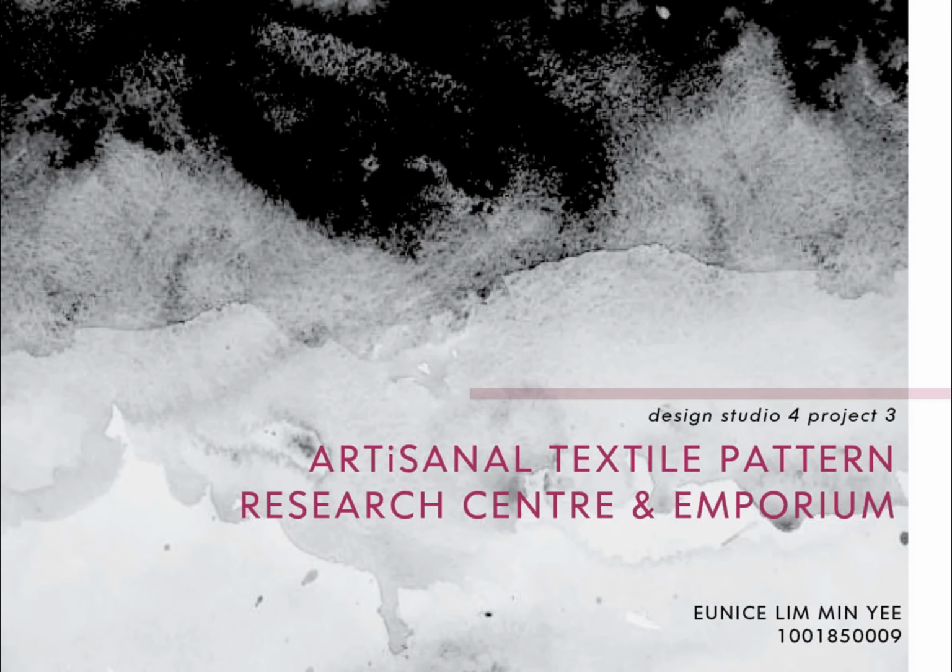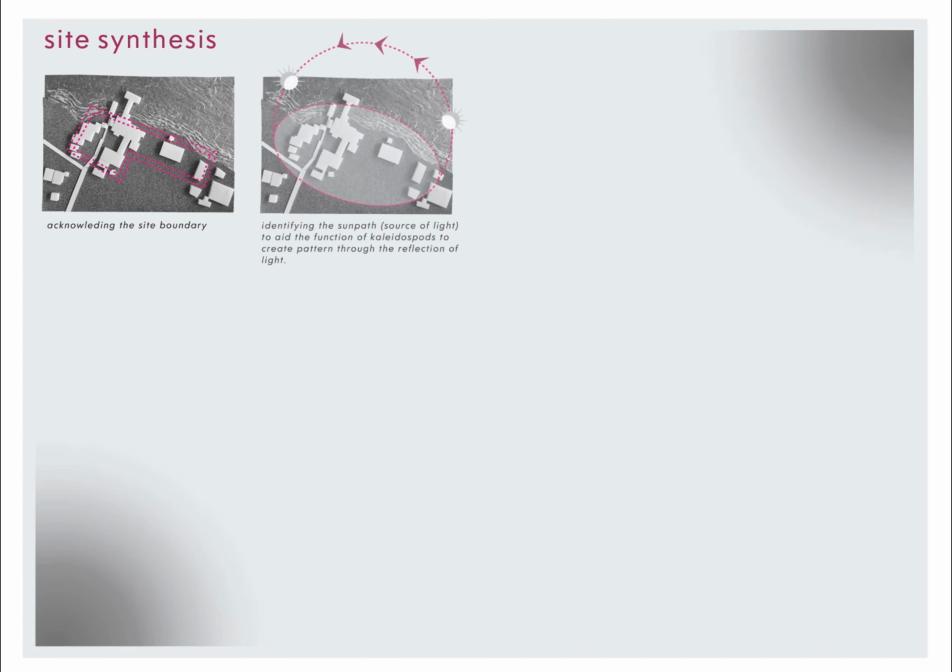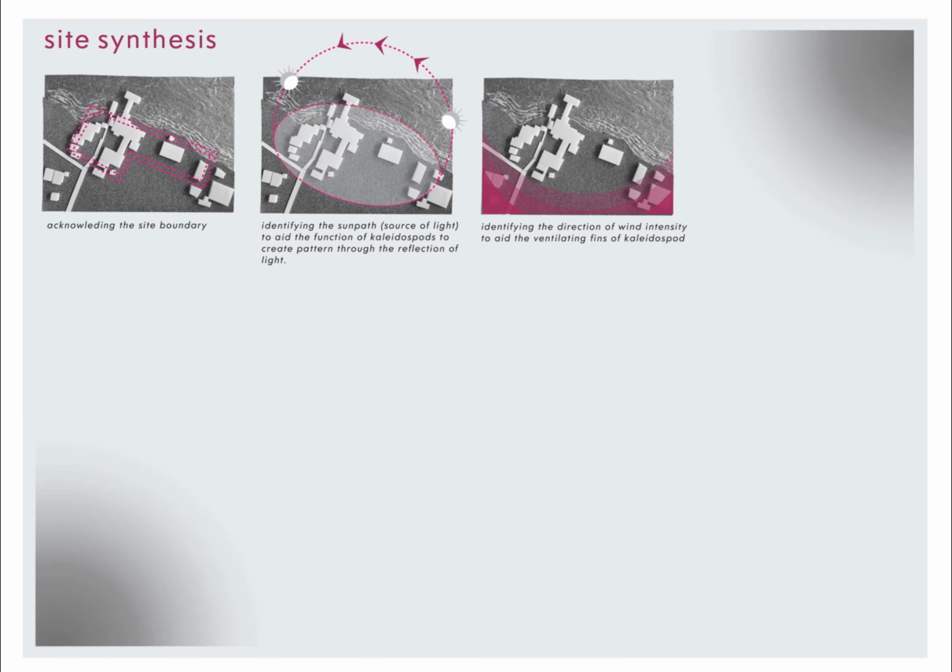Moving on to the schematic proposal for the Transdisciplinary Craft Center, I started to study the context and potential programs that could be applied to the project site. For the site synthesis, I first identified the sun path over the proposed project site, since the source and direction of light is essential to aid the function of the kaleidoscope in creating patterns through the reflection of light. I also identified the wind intensity and direction that will steer the ventilating panels of the kaleidoscope.